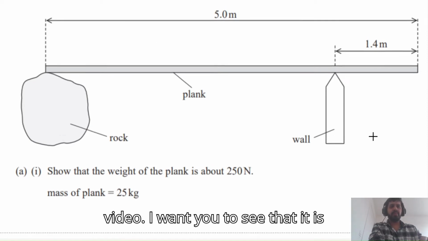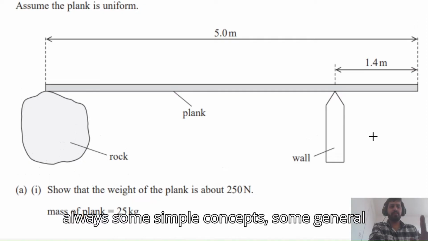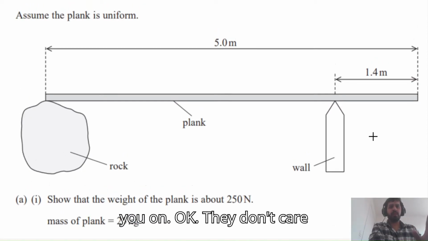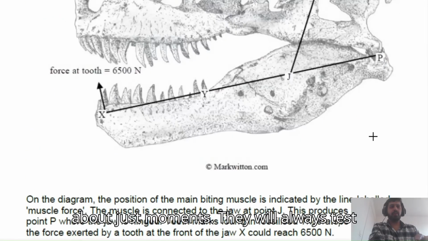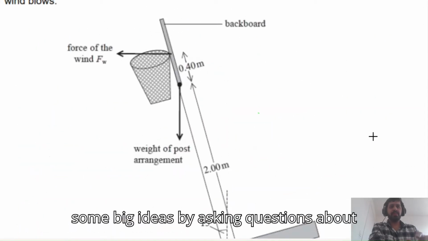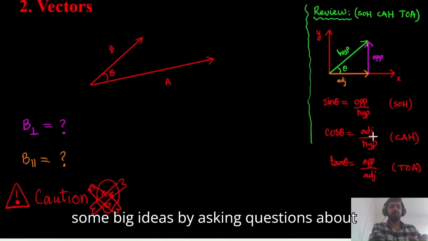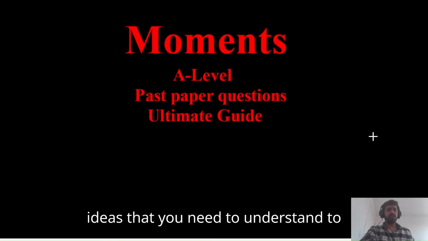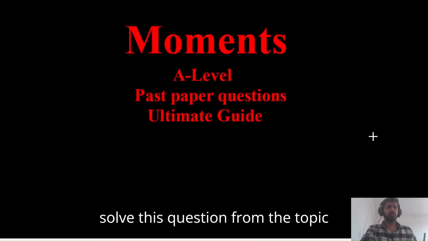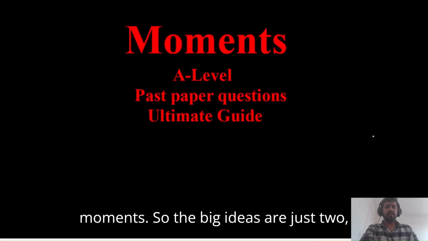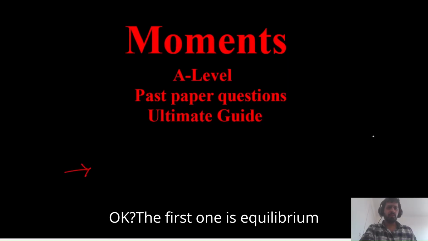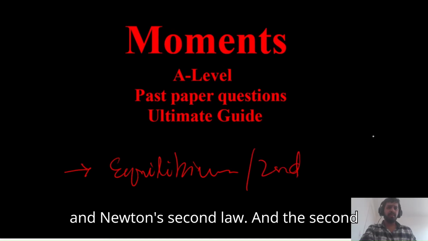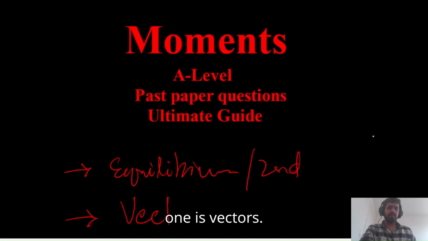I want you to see that it is always some simple concepts, some general concepts that the examiner wants to test you on. Okay, they don't care about just moments. They will always test some big ideas by asking questions about a smaller topic like moments. And the big ideas that you need to understand to solve these questions from the topic moments are just two. Okay, the first one is equilibrium and Newton's second law, and the second one is vectors.